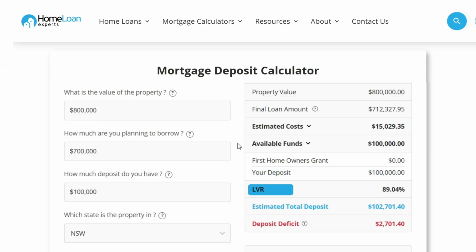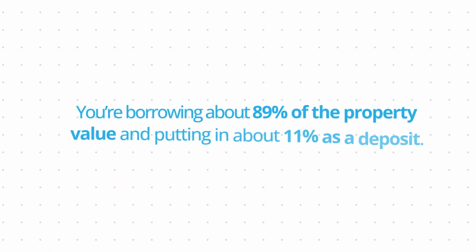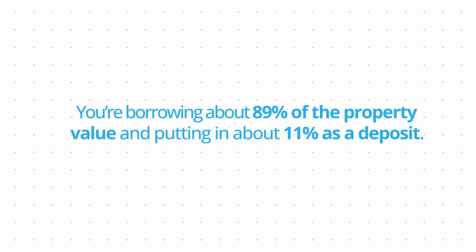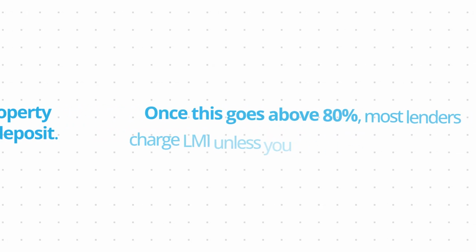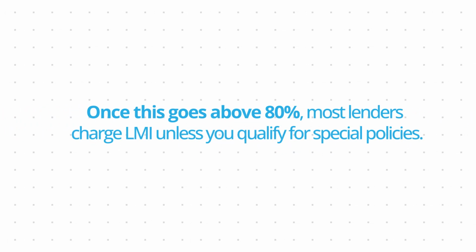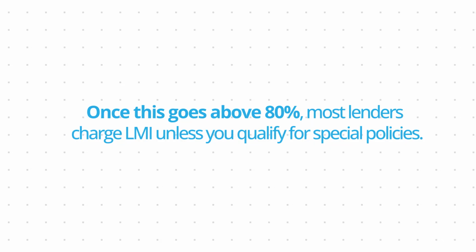Here is your LVR, loan to value ratio. Ours is 89.04%, which means you're borrowing about 89% of the property value and putting in about 11% as a deposit. Once this goes above 80%, most lenders charge LMI unless you qualify for special policies.